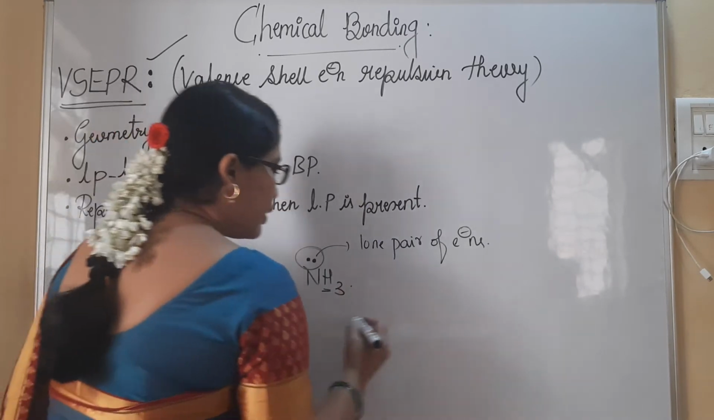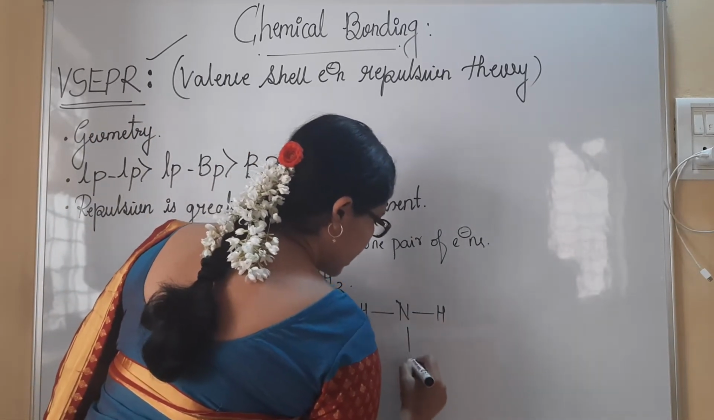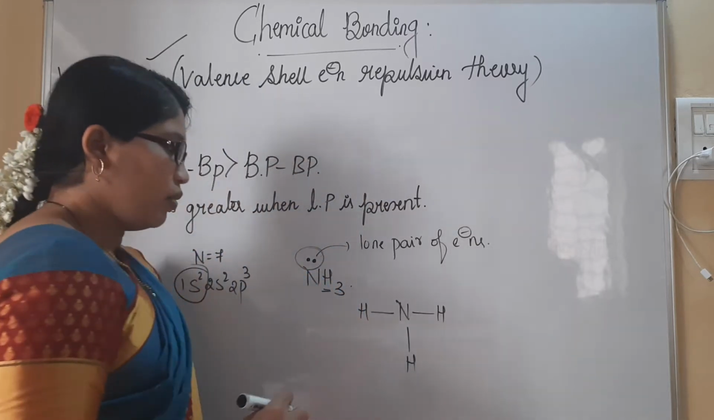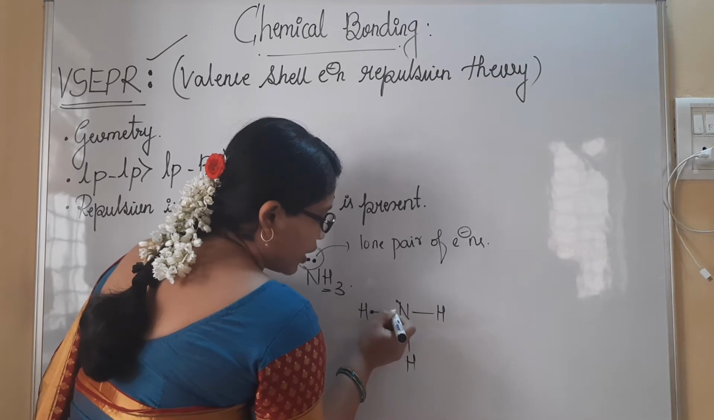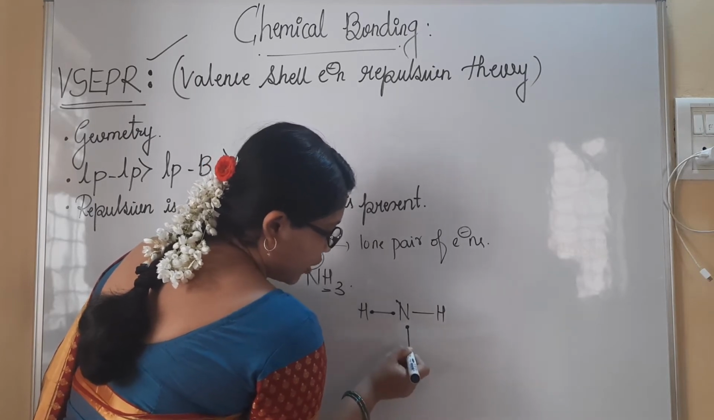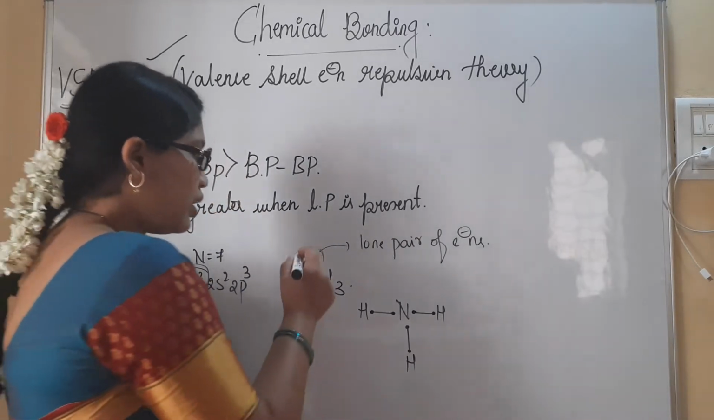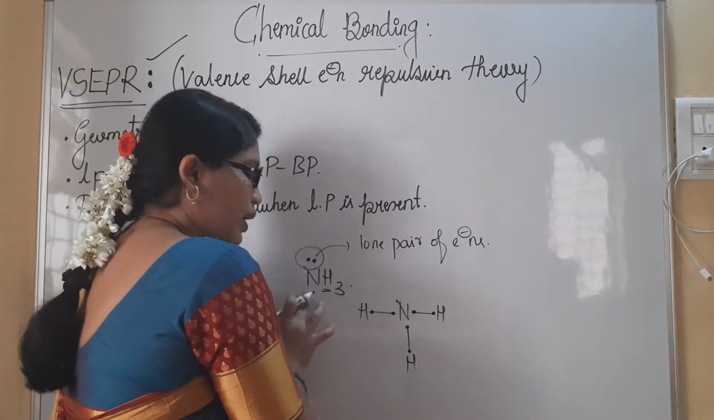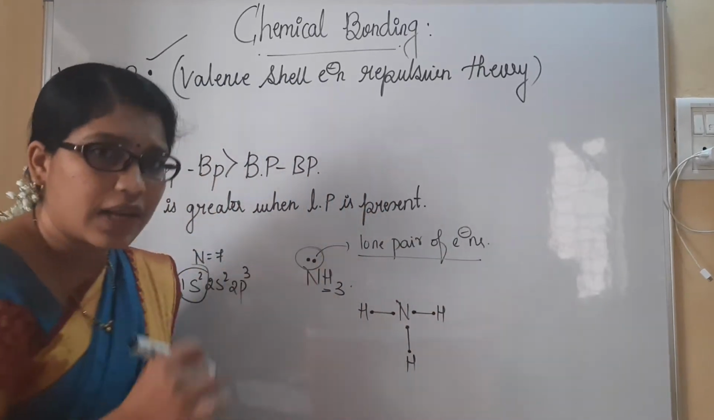Can I expand this NH3 molecule like this, N-H-H? Can I expand and write like this? There are 2 electrons involved here, right? One from the nitrogen and the other from hydrogen. So these 2 electrons which I have mentioned on the nitrogen atom are called lone pair of electrons.